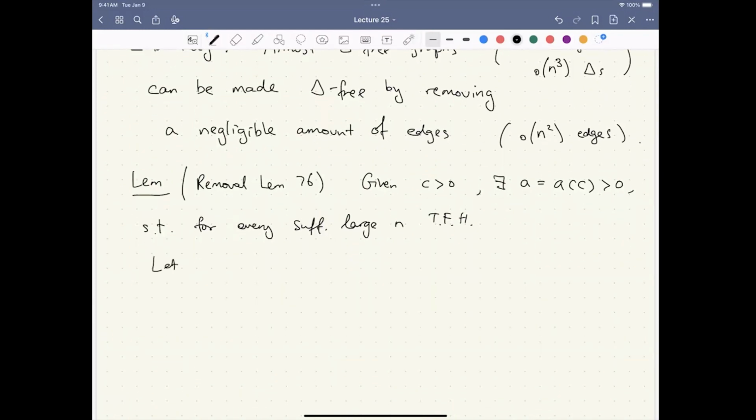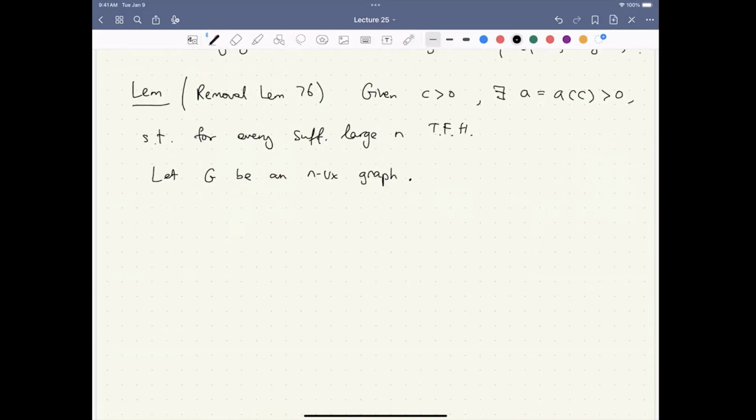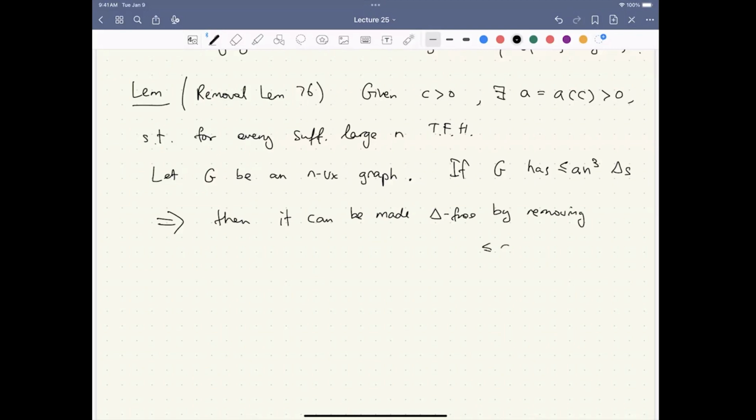Let G be an n vertex graph. If G has at most a n cubed triangles, then it can be made triangle free by removing at most c n squared edges. Okay.